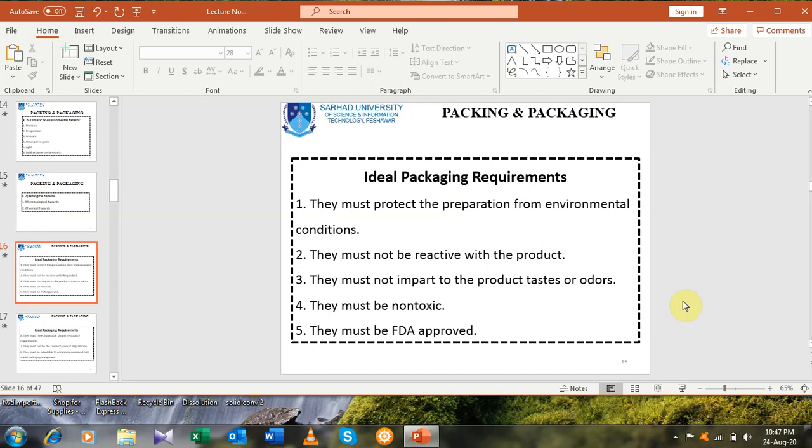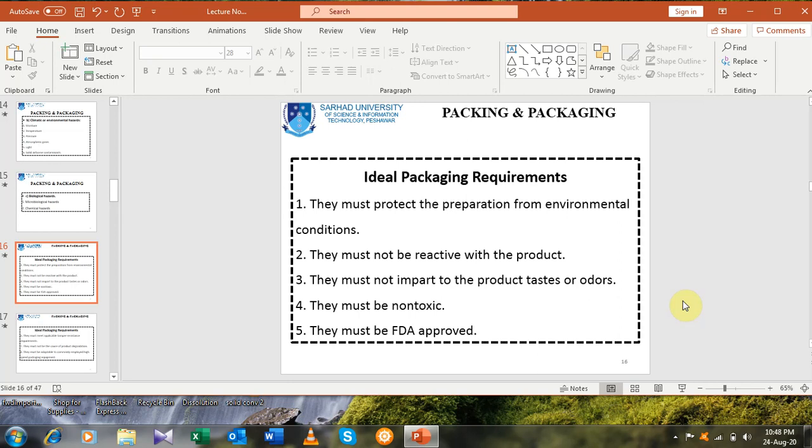Now, after that, we will discuss the ideal packaging requirements. Before going to discuss the different materials, there are certain considerations on the ideal properties. If the packaging material has the following properties, it means that it is the ideal packaging. The first one is that it must protect the preparation or the formulation from environmental conditions like temperature and light sensitivity. Amber glasses are used for this purpose, or other materials are used for protecting from environmental conditions like temperature, humidity, and the different other hazards that we have discussed previously.